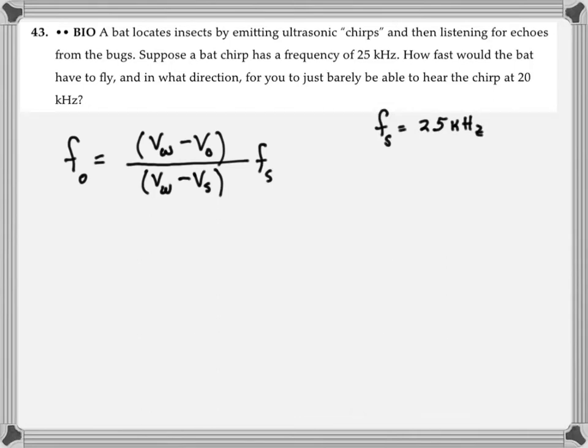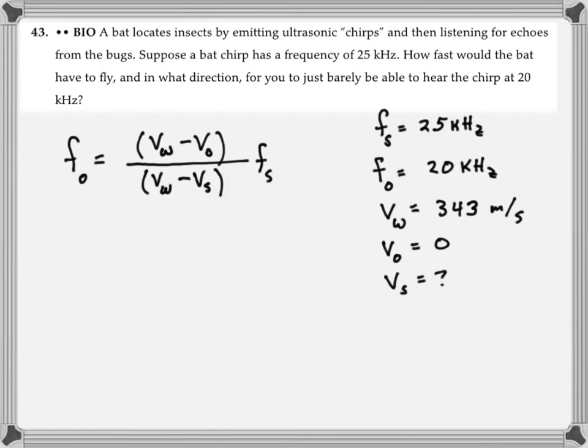So in this problem the bat is the source of the waves. The bat is emitting sound waves at 25 kilohertz. That's called ultrasound. We have the observer that is going to be hearing this sound at 20 kilohertz. We have the velocity of the waves. We said this is sound waves, so the velocity at 20 Celsius is 343 meters per second. And the observer, in this case the person, is not moving, so the observer velocity must be 0.